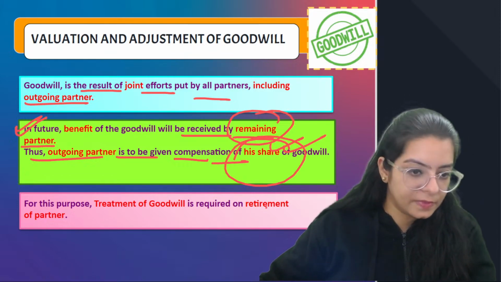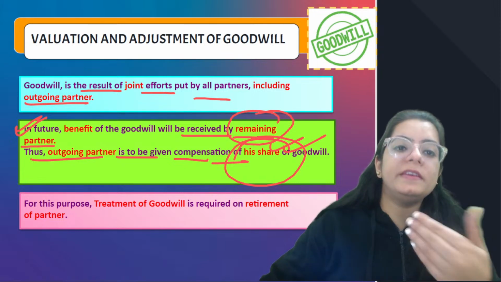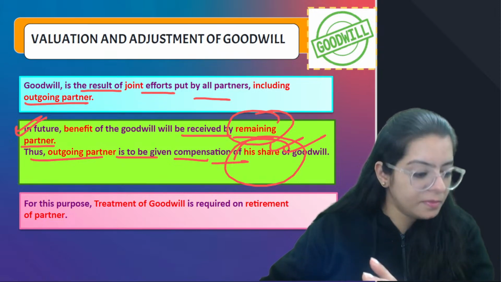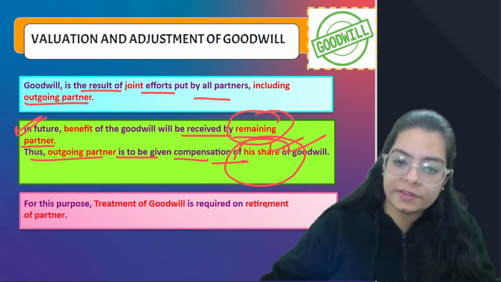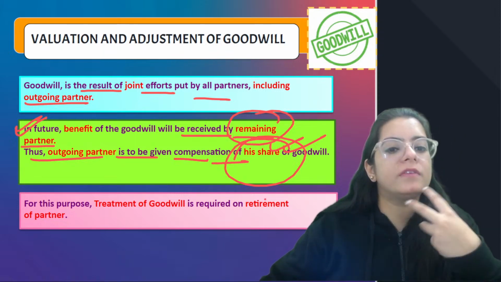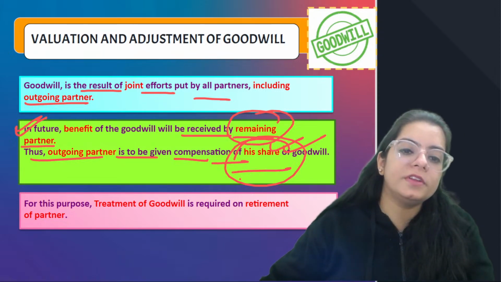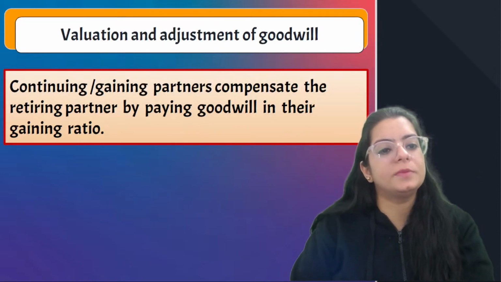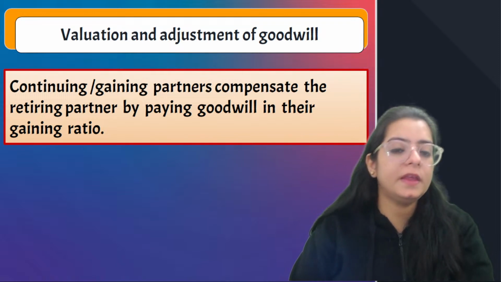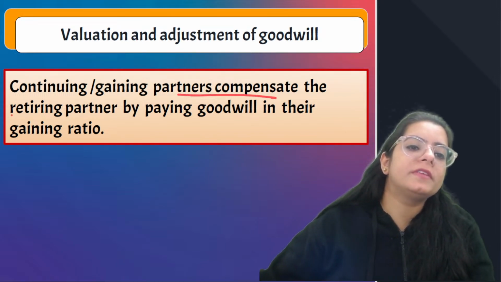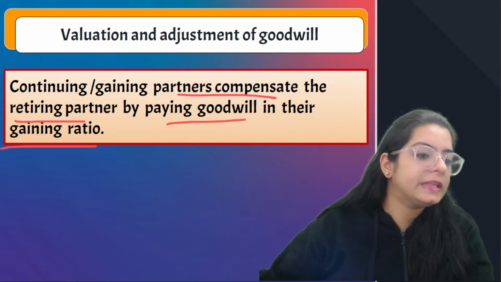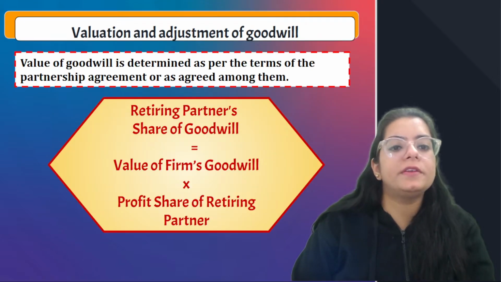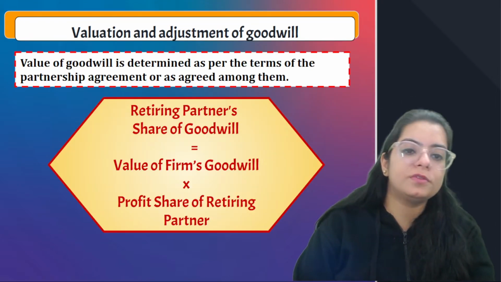So that is why, when he is leaving, we have to compensate him, because he is leaving his goodwill with us. Whenever any partner leaves the firm, we will send him off with compensation, right? So that is why we have to do the treatment of goodwill. Continuing partners will compensate the retiring partner by paying goodwill in the gaining ratio, right? What entry are you going to pass? The same entry, gaining to sacrificing.